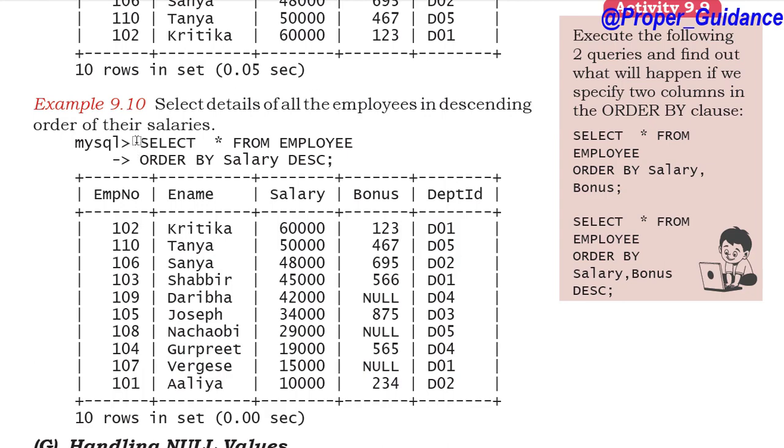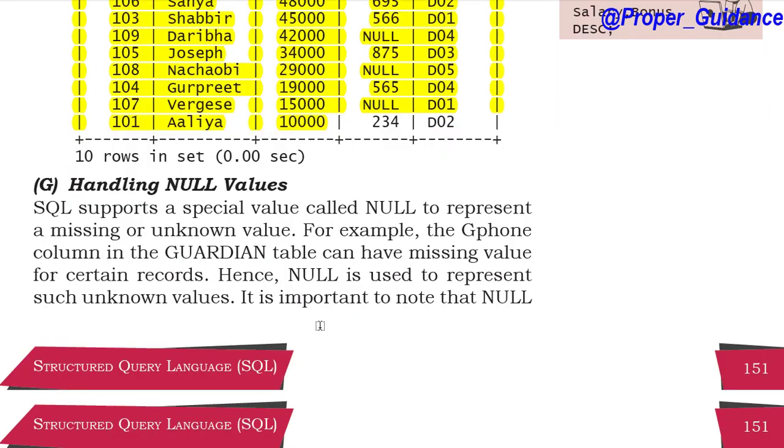So these are the different queries. ORDER BY salary DESC means, look here, in a decreasing manner: 60,000 then 50,000, in a descending way it will show you.